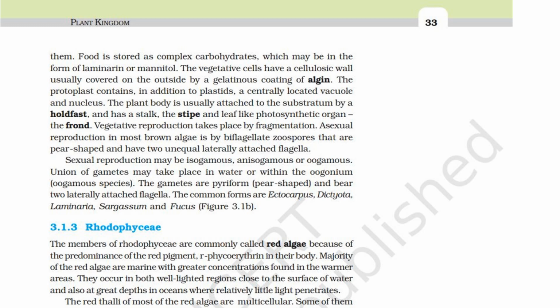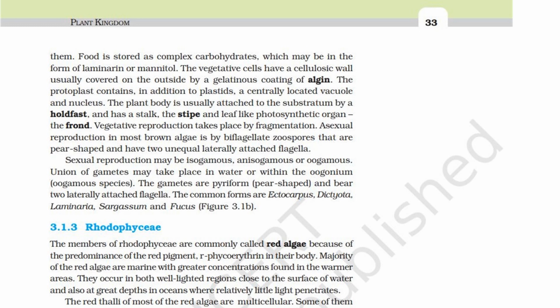Asexual reproduction in most brown algae is by biflagellate zoospores that are pear-shaped and have two unequal laterally attached flagella. Sexual reproduction may be isogamous, anisogamous or oogamous. Union of gametes may take place in water or within the oogonium in oogamous species. The gametes are piriform, pear-shaped, and bear two laterally attached flagella. The common forms are Ectocarpus, Dictyota, Laminaria, Sargassum and Fucus.